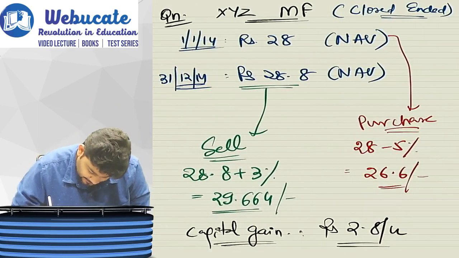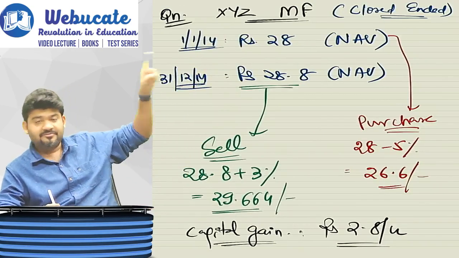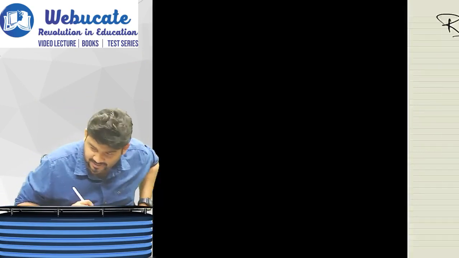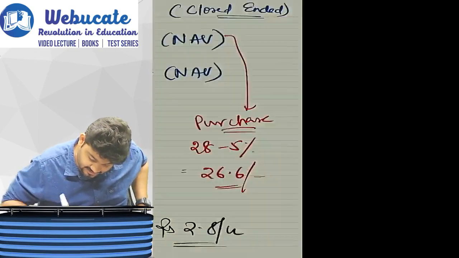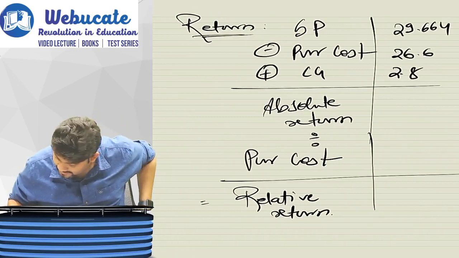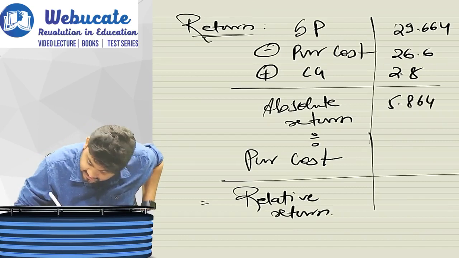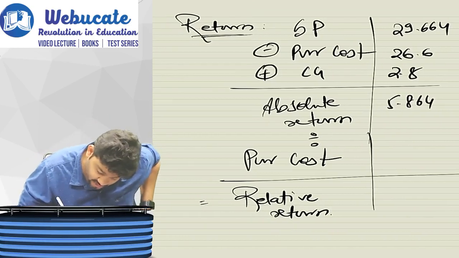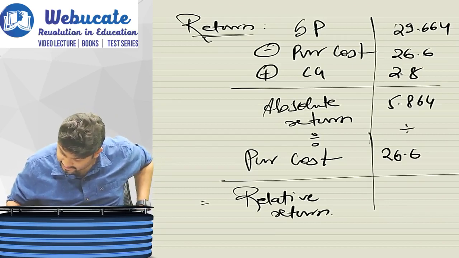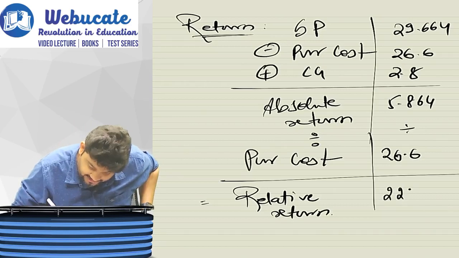So, what is the selling price? 29.664. We have calculated, and we know in a closed-ended fund we never purchase or sell on NAV. We purchase and sell on market, at premium or discount as the case may be. Purchase price was 26.6. Capital gain was 2.8 per unit. So 29.664 less 26.6 plus 2.8 is 5.864, divided by purchase cost, which is 26.6. Am I right? So divide by 26.6 into 100, 22.0451 is the percentage return.